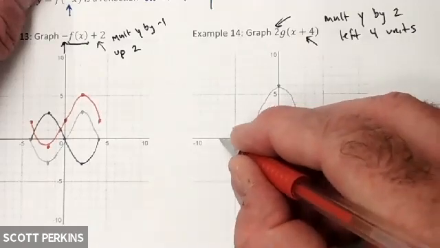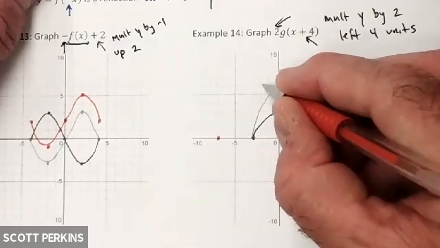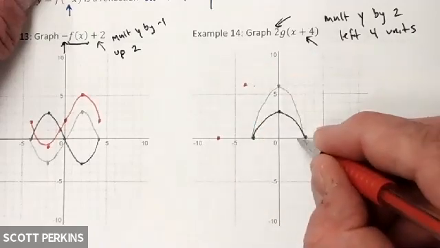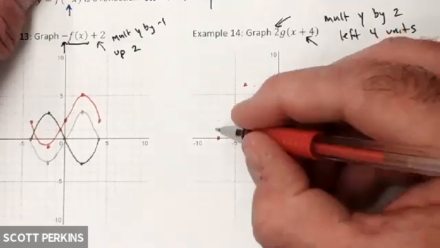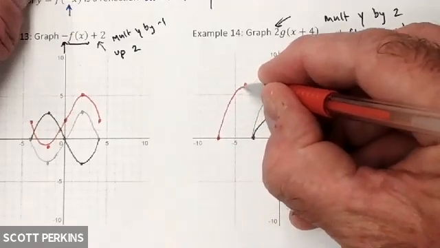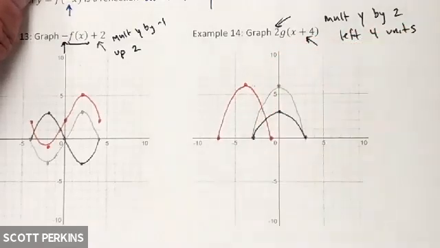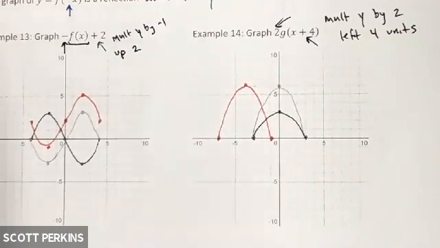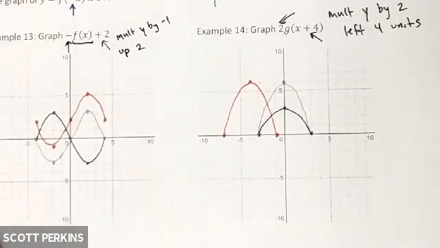So 1, 2, 3, 4 for each point. And we connect the dots, and the red graph is the finished product. And there it is. It's been stretched and it's been translated left 4 units.